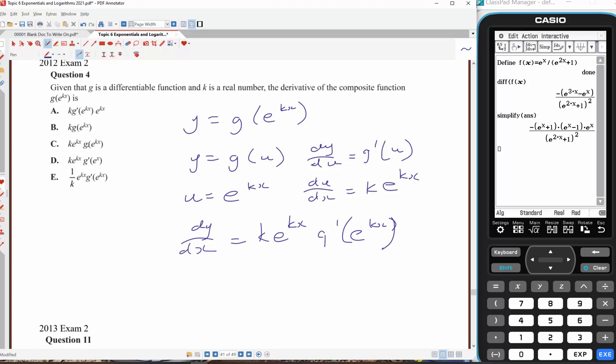Not quite, that should be g' for it to be right. And that needs a k there, that's gone. I think it's A. Yeah, all they've done is swap them because it's just multiplication. So the derivative goes first and then e^(kx) goes second. Yeah, definitely A.